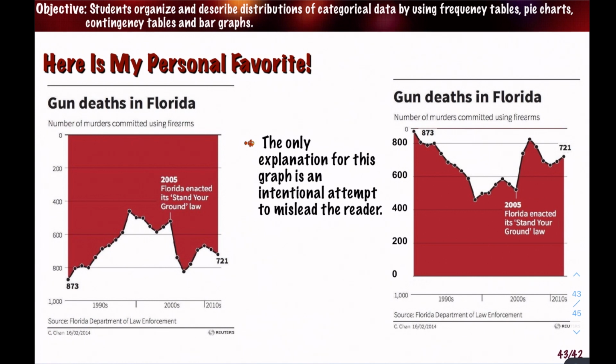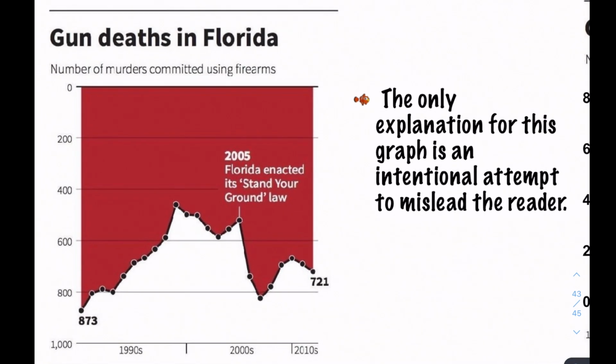And my all-time favorite graph, and then we will end this video. This is from Florida, and it's trying to represent gun deaths in Florida. But it's trying to spin it in a positive way. So if you look at this chart, what is the y-axis? Well, the y-axis is showing you the number of murder deaths.